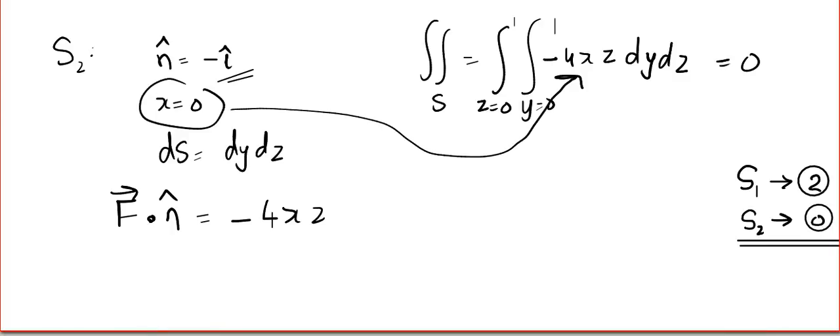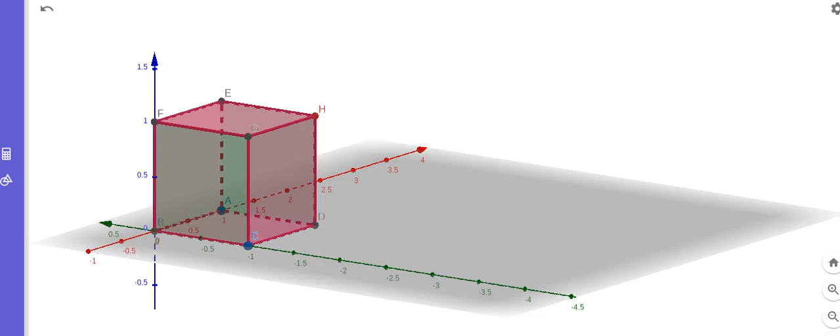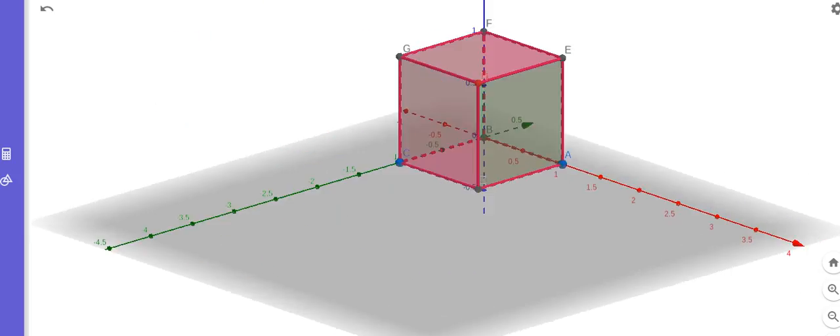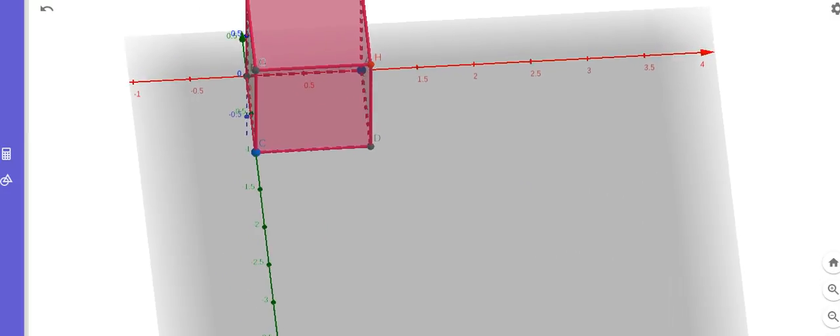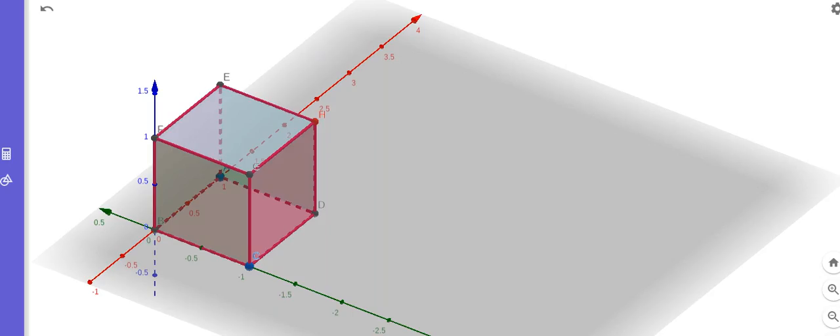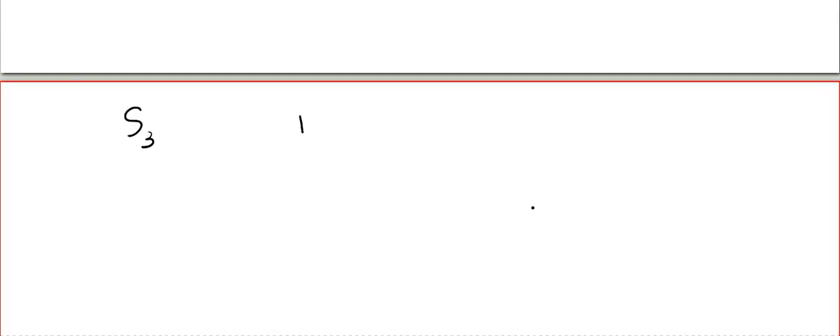Okay, now what we do is we go for another surface. Let's call it S3. I'll make it blue in color for you. Now look at this. The blue surface, namely the top of the box, the roof of the box, has normals parallel to the z axis. So n cap will be k.